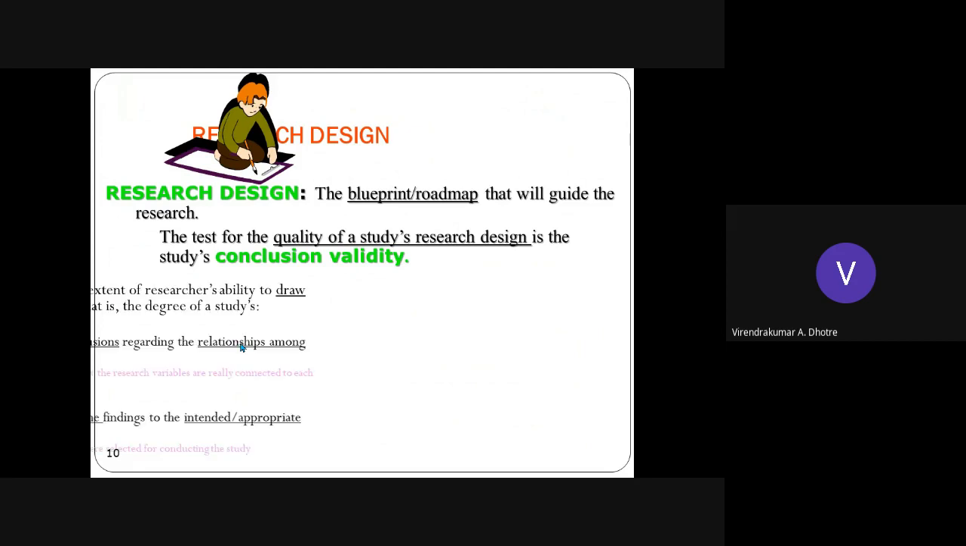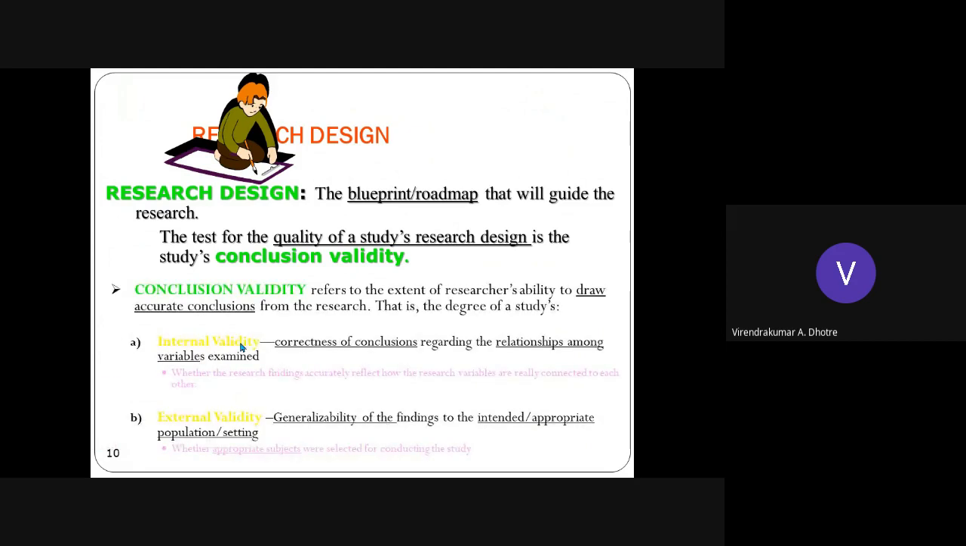We can have a test for the quality of the study and research design, which is nothing but conclusion validity. Conclusion validity refers to the extent of the researcher's ability to draw accurate conclusions and results from the research. It again has two types: internal validity and external validity.